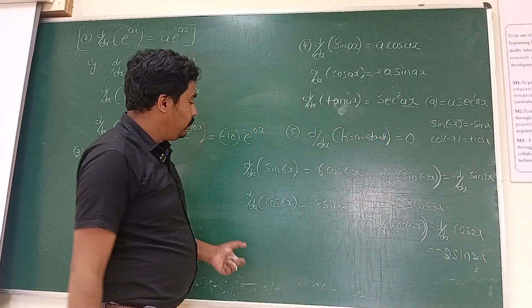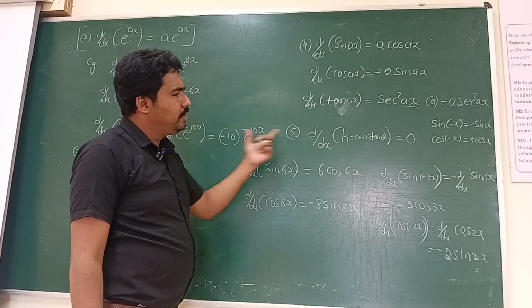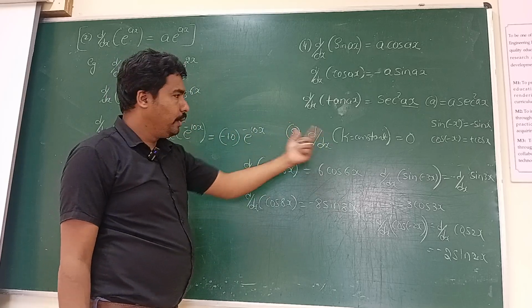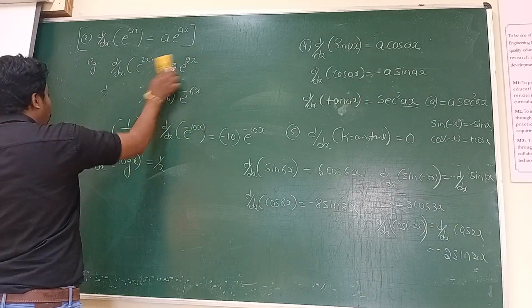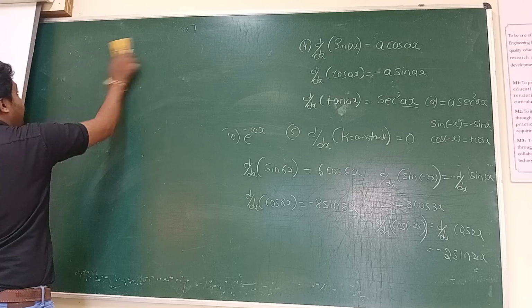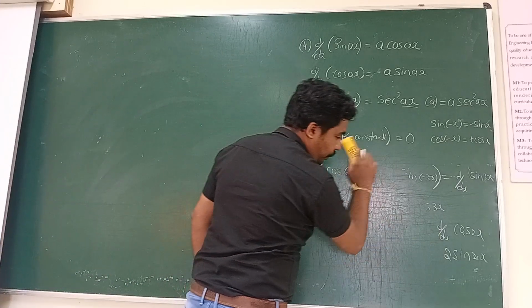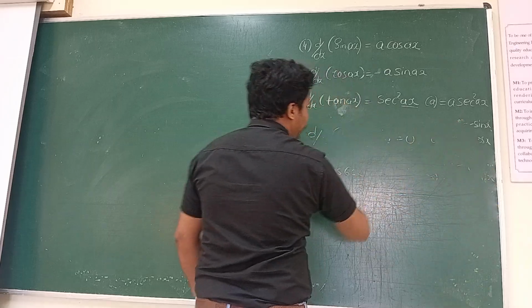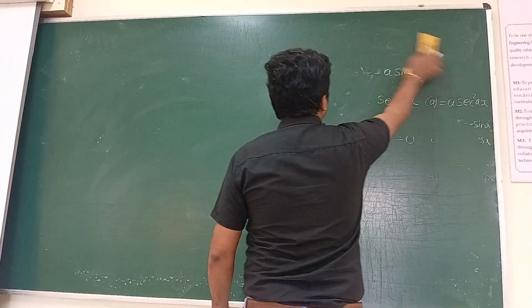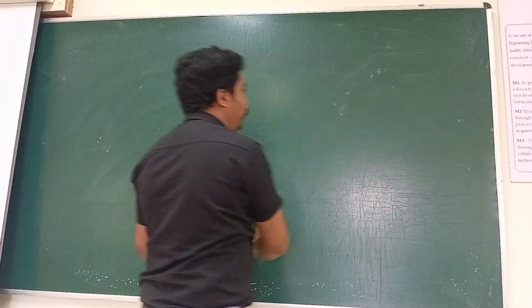Like this, we can easily solve more number of problems. So these are all just the basic formula and simple problems. Okay. Now I will move on to the rules of differentiation. Basic rules of differentiation. There are 4 rules which are very, very important and useful in differentiation. Okay, so we'll study one by one.